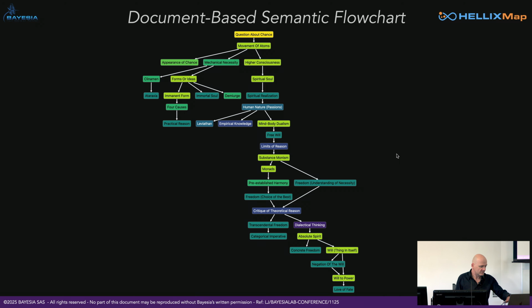So this is the semantic diagram. You see a question about chance, then movement of atoms. So this is Democritus here. Appearance of chance, mechanical necessity, form or ideas. So this is Plato, and so on and so forth. And at the very end you have the love of fate.